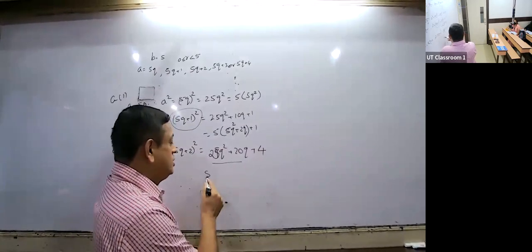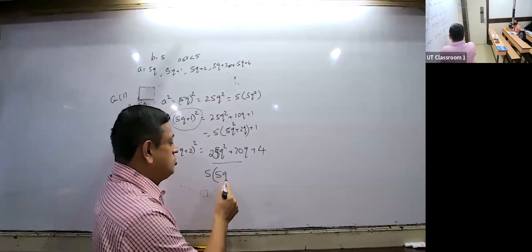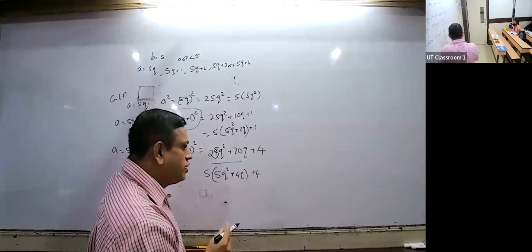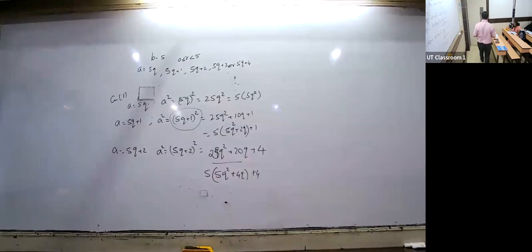Okay, from here, what can you take? 5 you can take. 5q square plus 4q plus 4, which is equal to 5m plus 4.